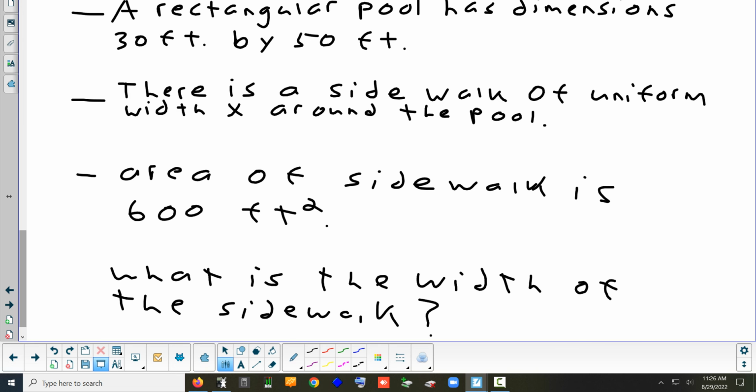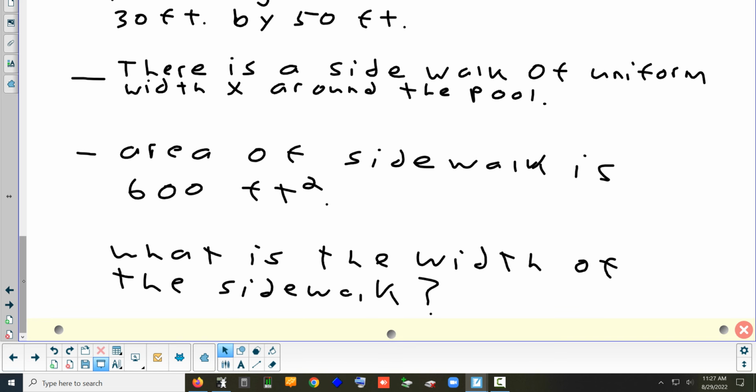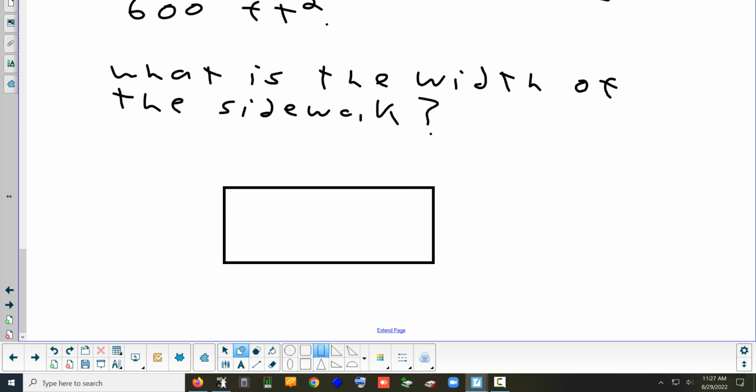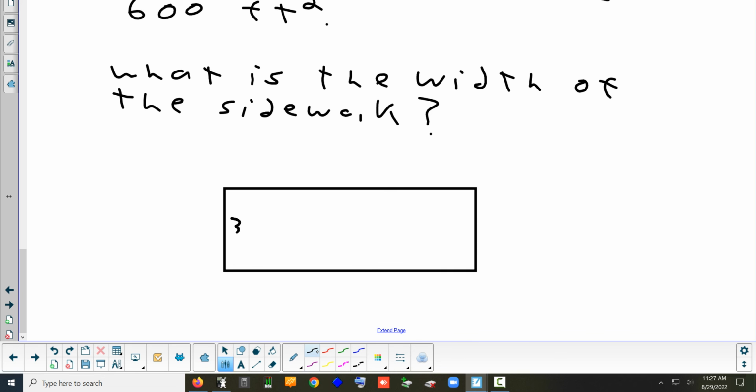So there's a lot of information they give me in a sentence format. But what do you think would be good to do to make this problem easier to think about? Yep, we're going to draw it up. So first thing I need to draw is a rectangular pool. And I'm going to make it 30 by 50 feet. So here is the pool. This is 30. That's 50.